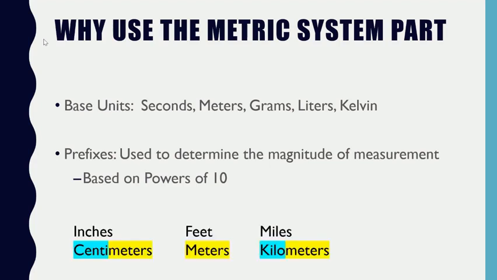So in the metric system, instead of having inches, we have centimeters, where centi is that prefix telling us the size of our measurement, and meters is the unit telling us what exactly we're measuring. Instead of having feet, we just have our base unit of meters. And then instead of miles, we have kilometers, where again, kilo is that prefix telling us the size of our measurement, and meters is telling us that we're measuring a distance. So those prefixes tell us the size of our measurement, whereas the base, meters, is going to tell us what exactly we are measuring.